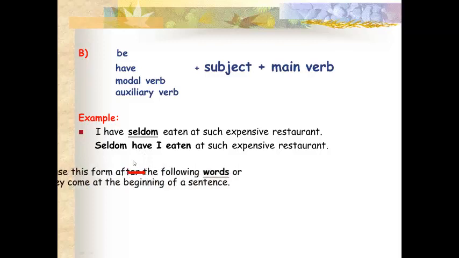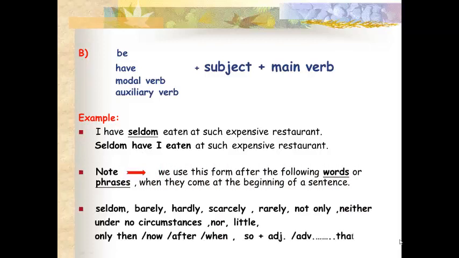Let's see what we have here. Note: we use this form after the following words or phrases when they come at the beginning of a sentence. And these are the examples. Please memorize them. Try to remember that when they come at the beginning of the sentence, you are supposed to invert the subject and the helping verb or the modal or auxiliary. Go through them, please.